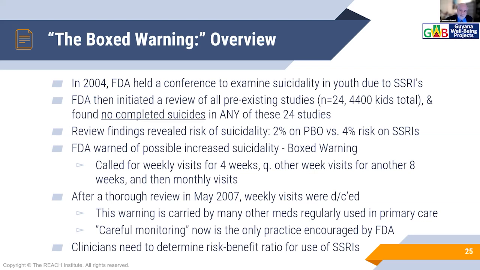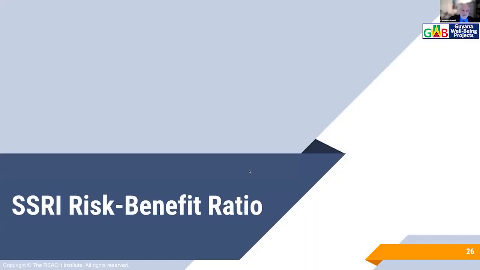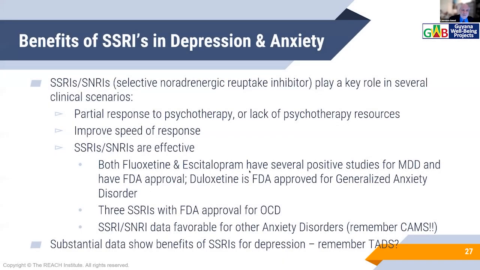A risk-benefit ratio? That's what we do with every medication, right? When you give an antibiotic, there's a possibility that person could die because that antibiotic is an allergen for that individual. So we're always using risk-benefit ratios. So what is the risk-benefit ratio of using antidepressants? Well, first of all, SSRIs and SNRIs, those are selective noradrenergic uptake inhibitors, play a key role in treating depression and anxiety.